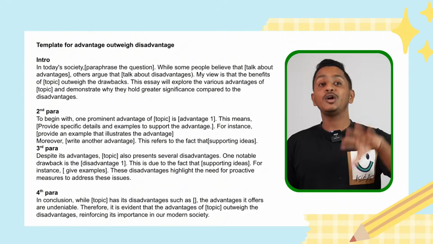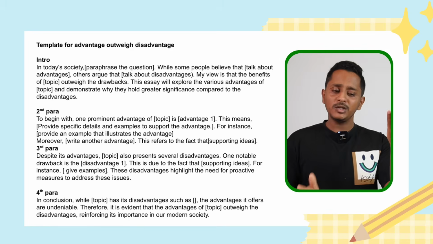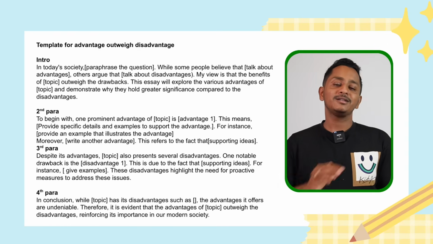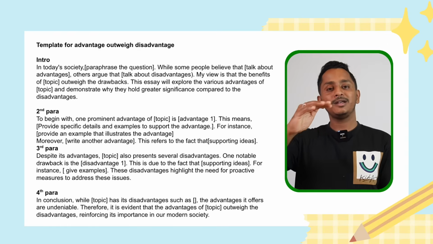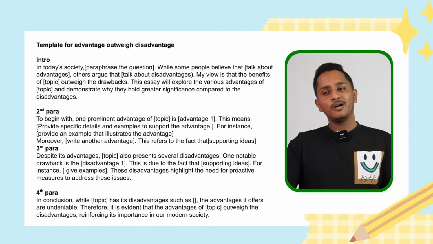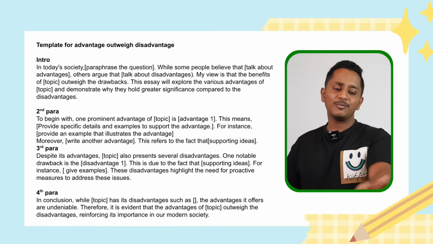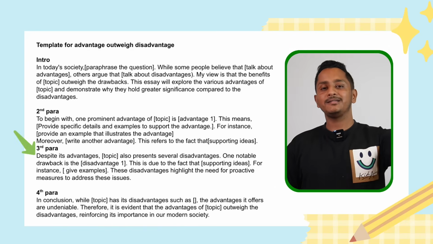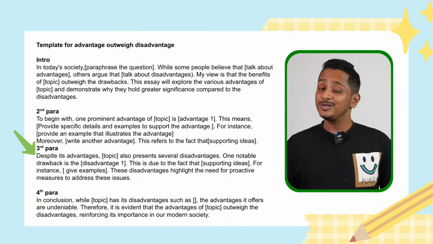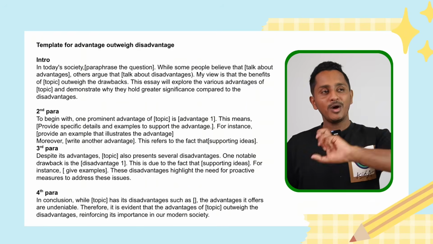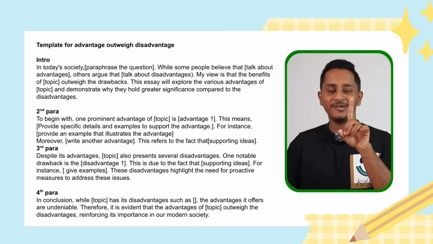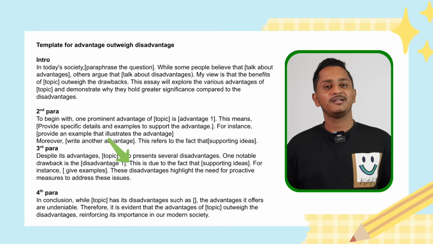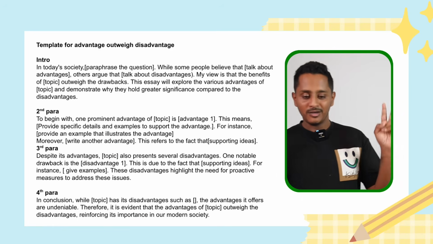Then another advantage: additionally, furthermore, or you can say moreover. Write another advantage. This refers to the fact that, supporting idea. If you think you're still not exceeding the word limit, you can add example, or if you think it's exceeding 300, remove the example. Second para done. Third para, despite the advantages, online learning also presents several disadvantages. One notable drawback is, write one disadvantage. Supporting idea, this is due to the fact that, for example, then these disadvantages highlight the need for proactive measures to address these issues.